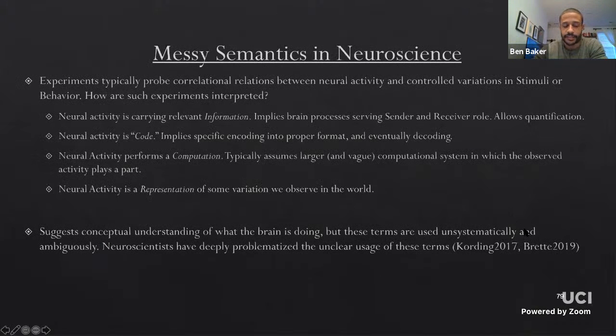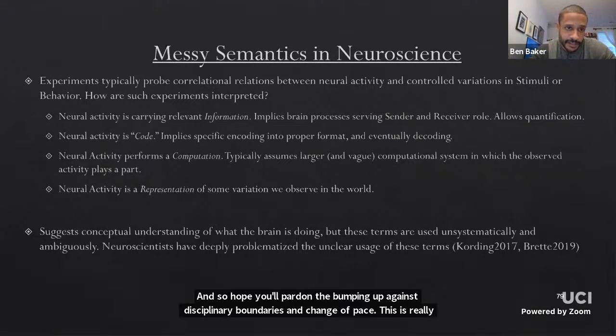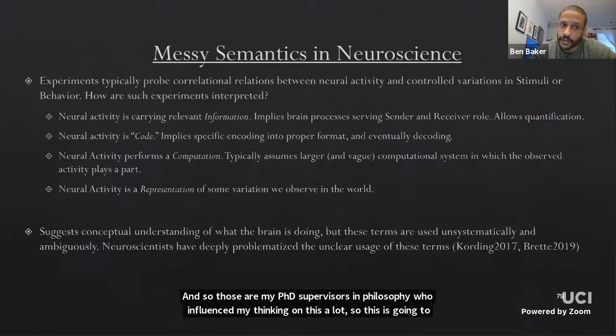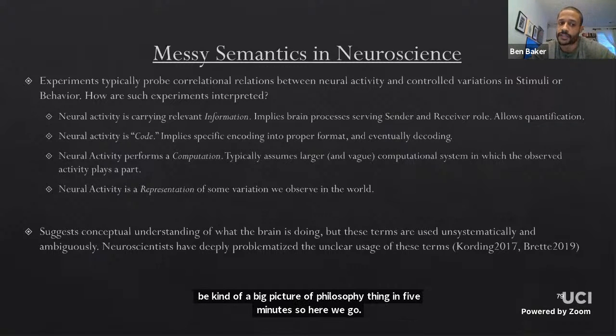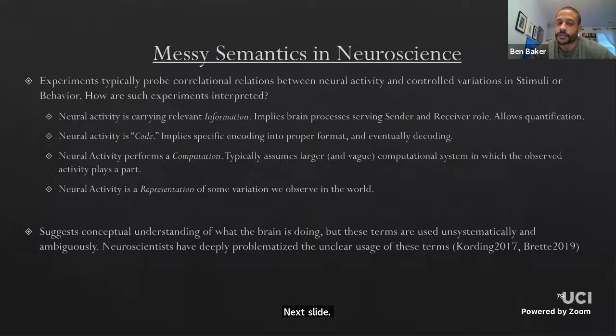So here's the basic issue that we're concerned with. Thinking about semantics around the terms information, code, computation, and representation. A lot of these terms are used to interpret the results of experiments that essentially probe correlations between neural activity and controlled variations of stimuli or behavior.